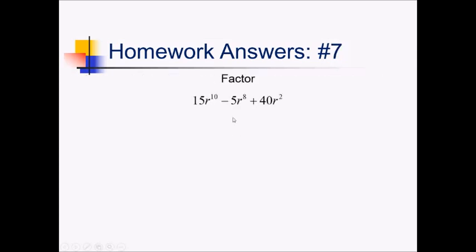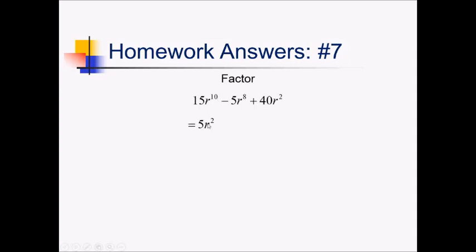In order to factor this one, we have to start by taking out a common factor. It looks like 15, 5, and 40, all those coefficients are divisible by 5. And in terms of variables, these all have r's in them. The lowest degree is r to the second, so that's the biggest r that we can take out of all of them. So taking out a 5r squared then, let's see what that leaves me with if I divide each of these terms now by 5r squared, and then just put the leftovers in the parentheses.